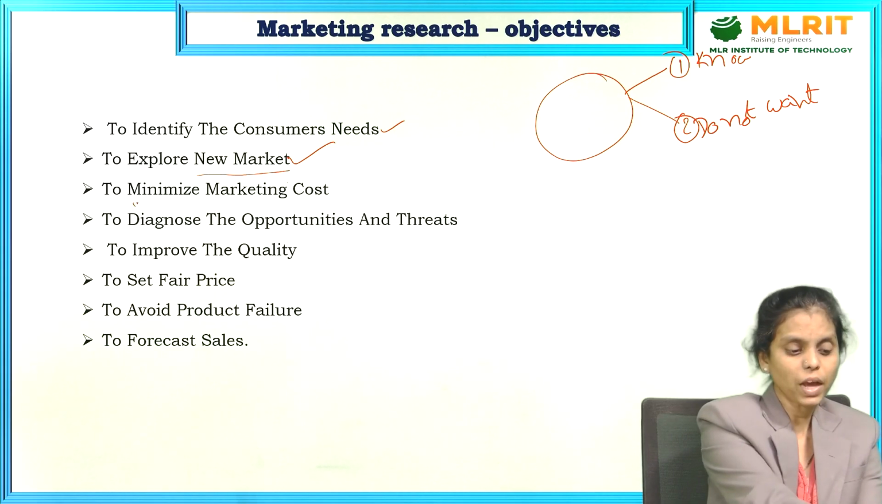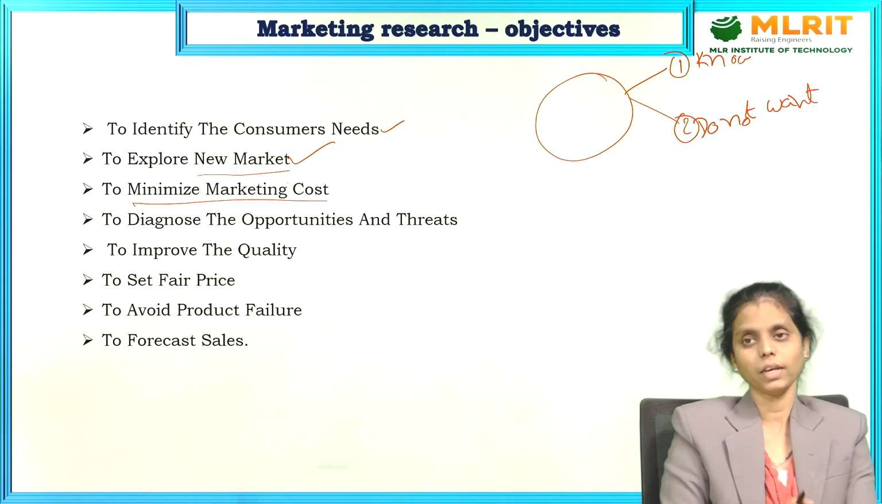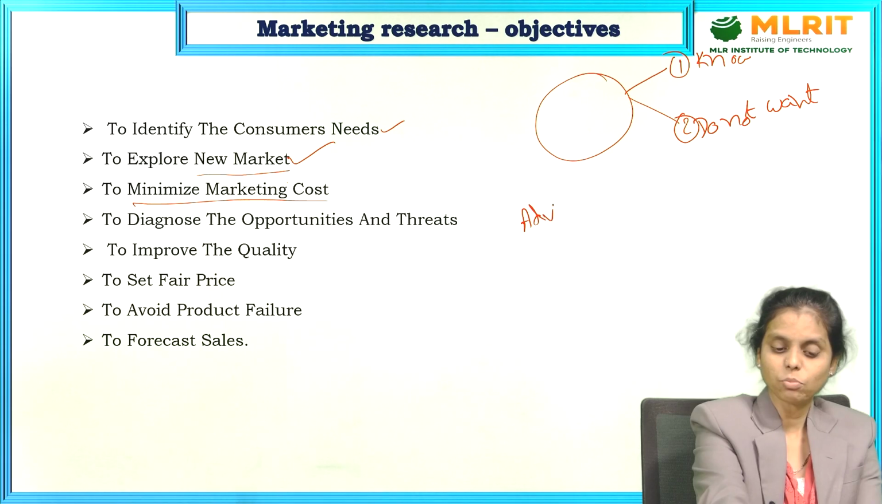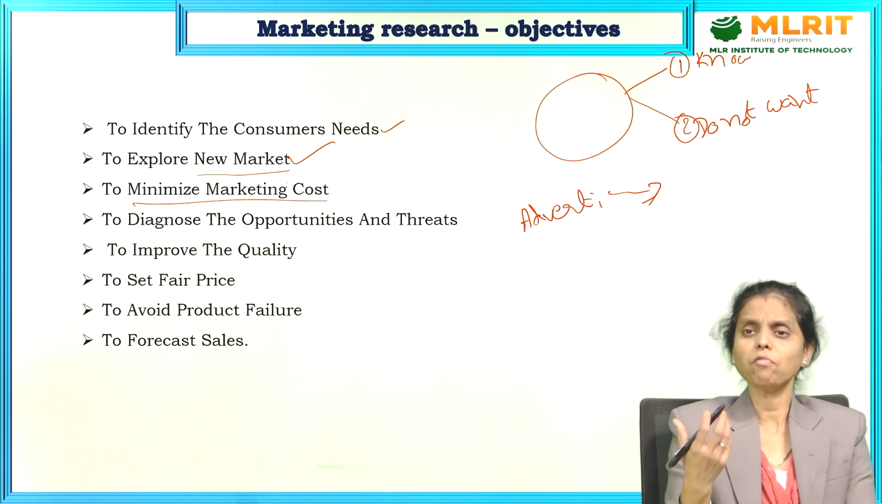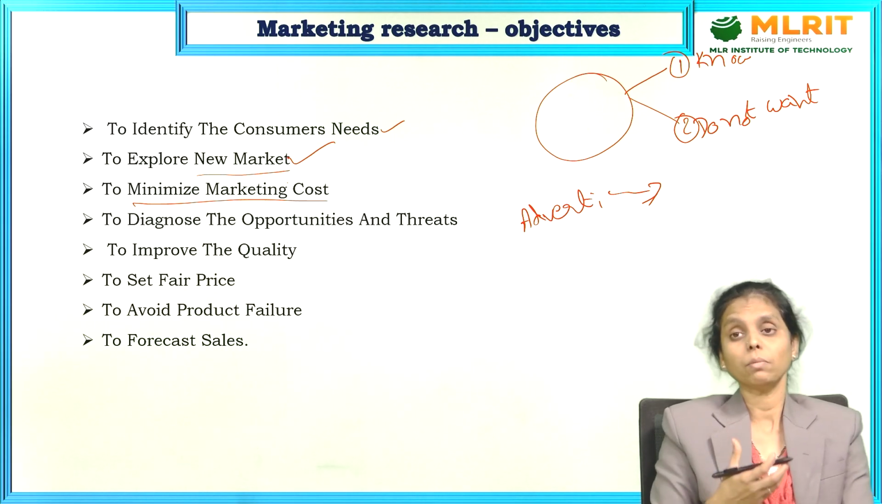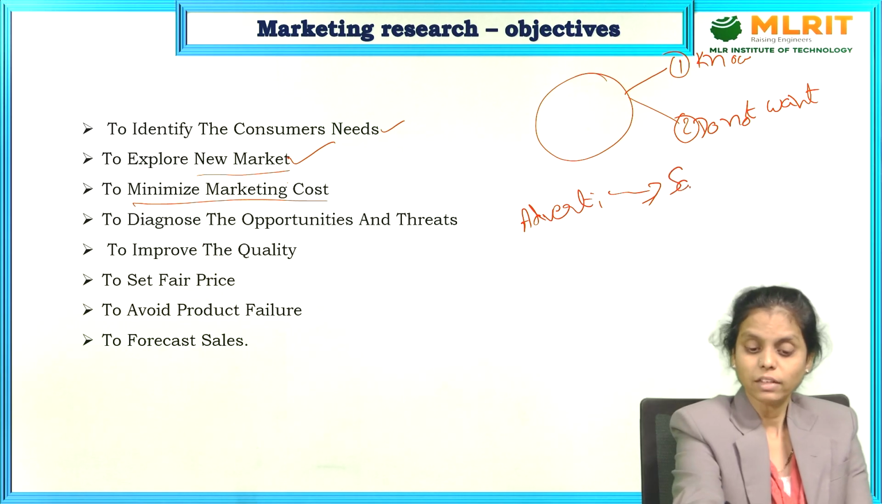Next, it is minimizing the marketing cost. How will marketing research minimize the cost of marketing expenditure? Marketing expenditure, for example, is advertisement. We are telecasting an advertisement and spending a lot of money designing and publishing it. Once we have published that advertisement, are we able to get the right outcome from it or not? How will we find that out? Based upon the sales of a product.